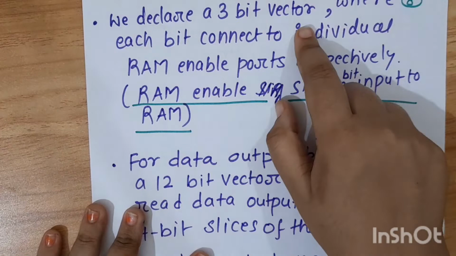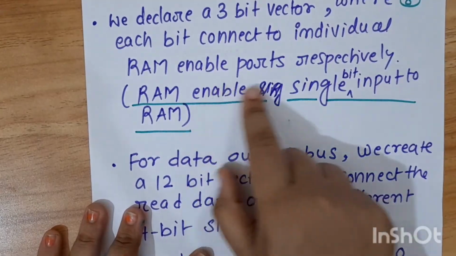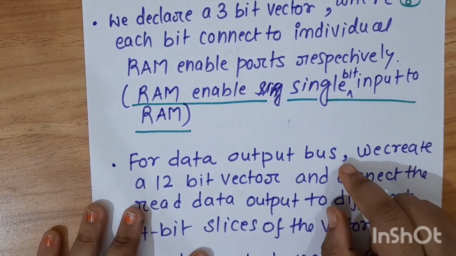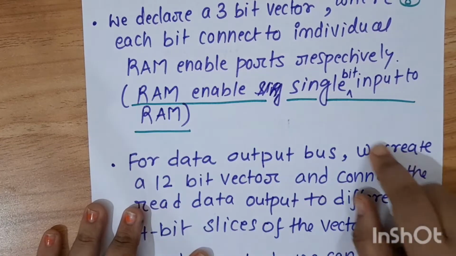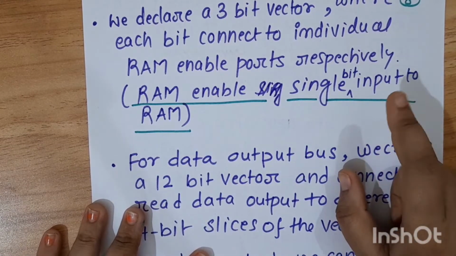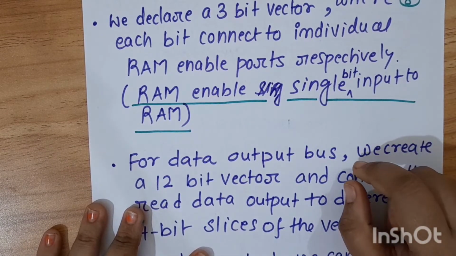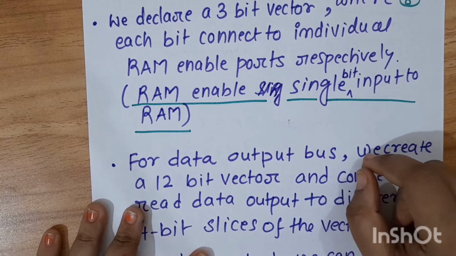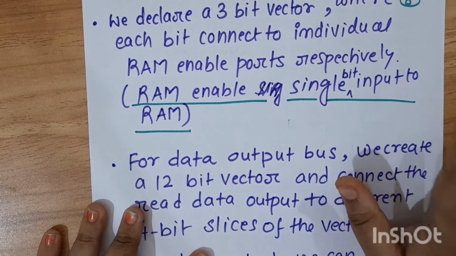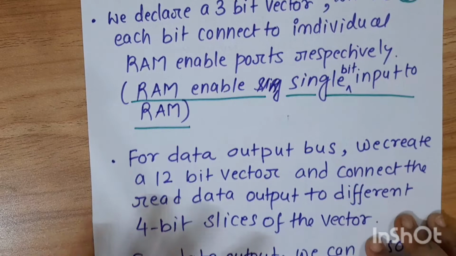Means a 3-bit vector we will make for the enable, 2 down to 0. Bit 0 is connected to RAM 0, bit 1 is connected to RAM 1, bit 2 is connected to RAM 2. So this is how the 3-bit vector is connected.